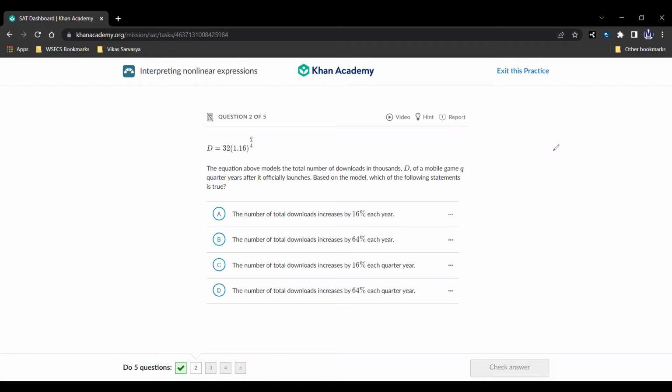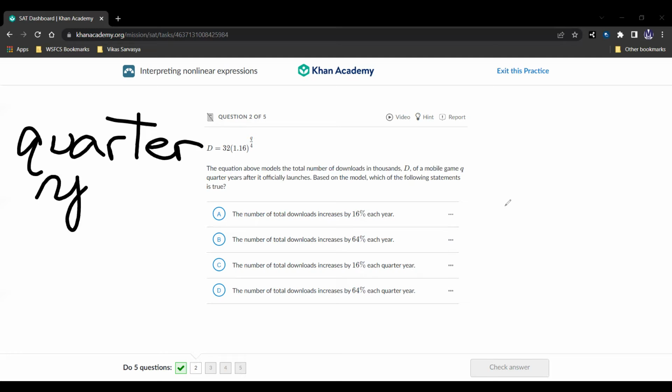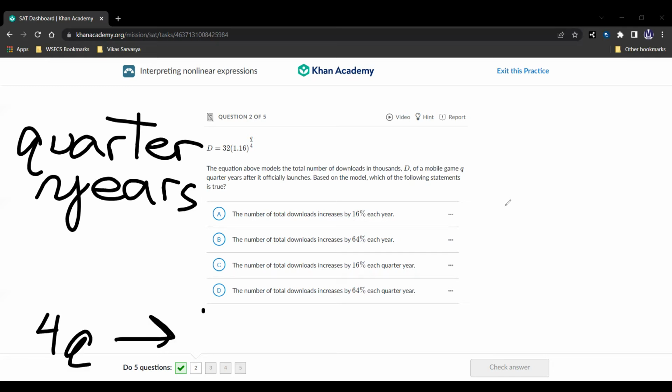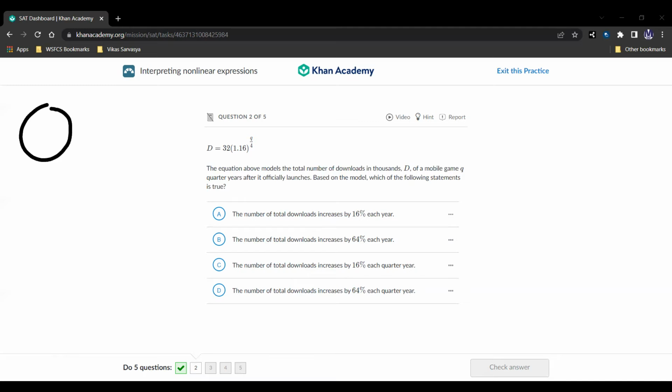The equation above models the total number of downloads in thousands D of a mobile game Q quarter years after it officially launches. Based on the model, which of the following statements is true? Well, let's see. Q is in quarter years, which means that 4 quarters is 1 year. So each year, Q increases by 4. And since we're starting at 0, then it would go to 4. Or if we're starting at 4, it would go to 8.